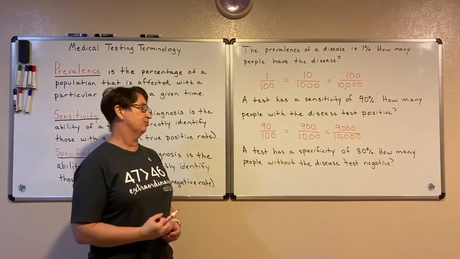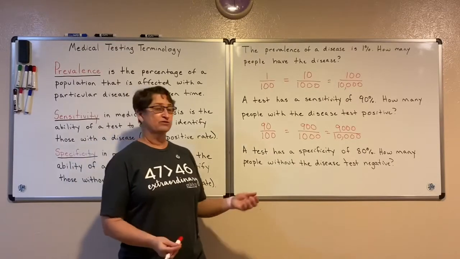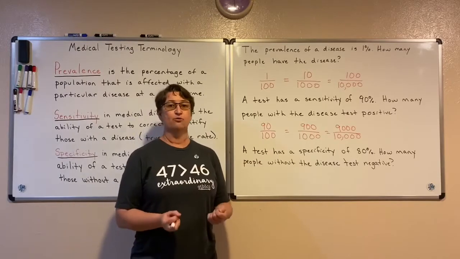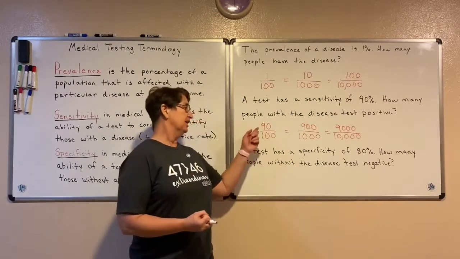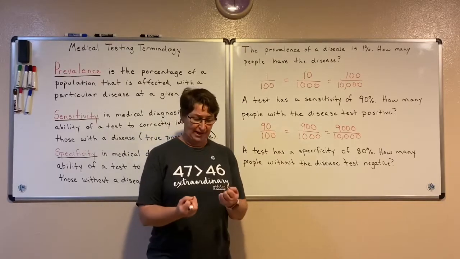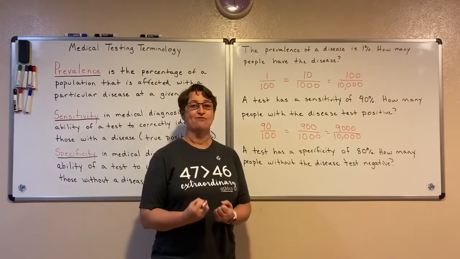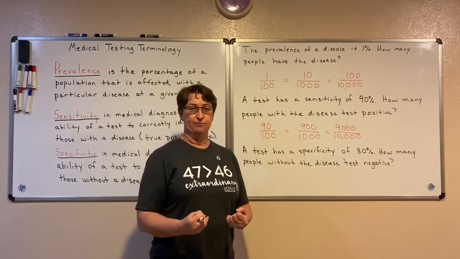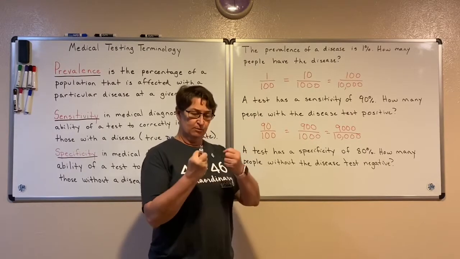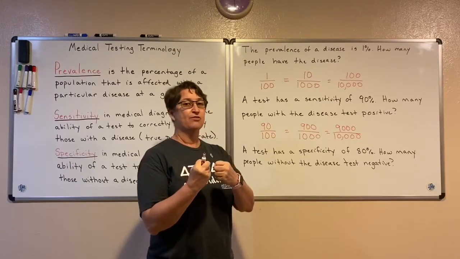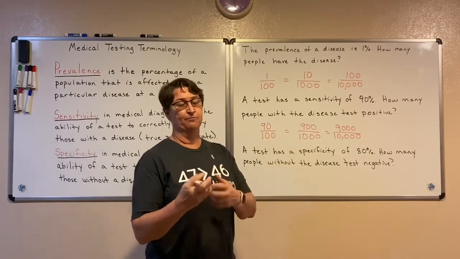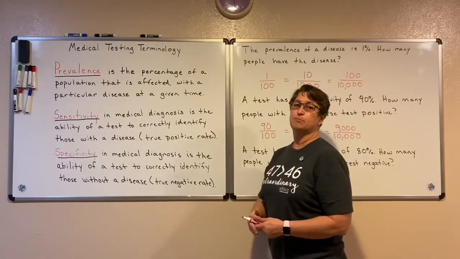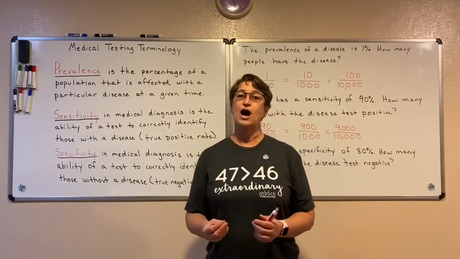Notice though that some of the people who have the disease walk off with a negative test. 10 of them may walk out and their test said negative even though they have the disease. That is called a false negative. They have the disease, but the result says negative. They got a false negative. Here, the specificity is the ability of the test to show a true negative.